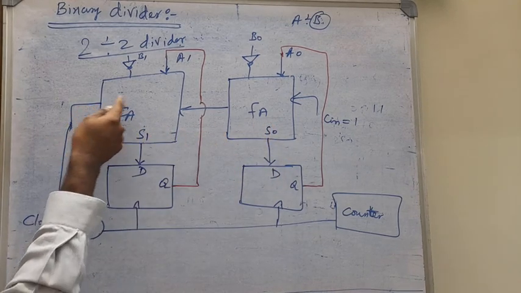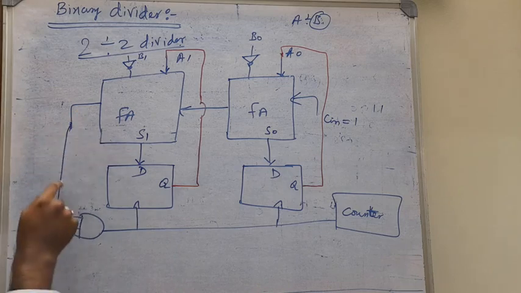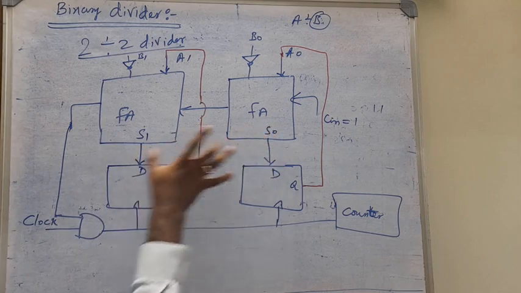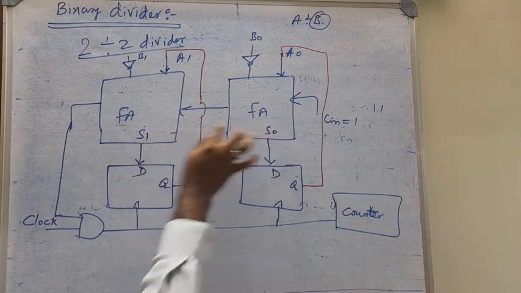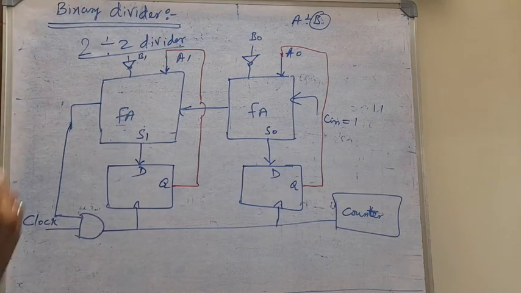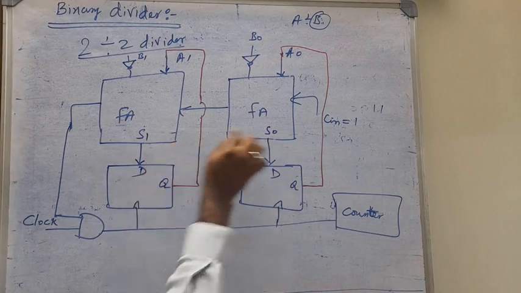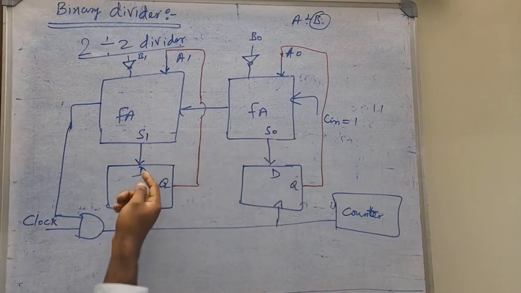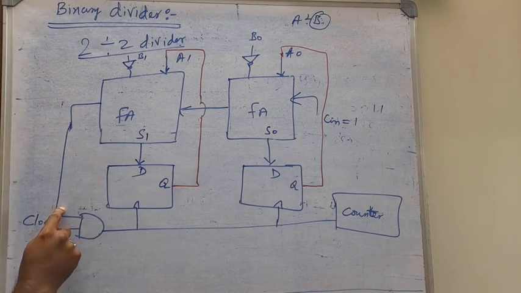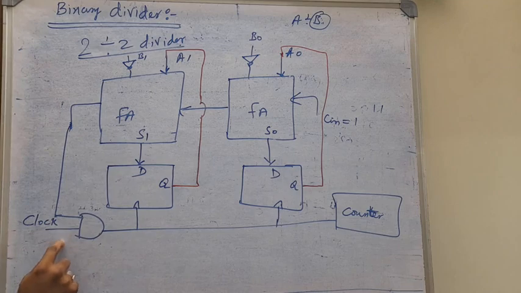And if the output is what? It is always going to generate the carry. That carry is given to one AND gate, and it is going to check this sum. If A is greater than this updated sum, then again you have to do the operation. So here the carry is automatically generated. On the first clock, what happens? The counter is used for counting the number of clock pulses.